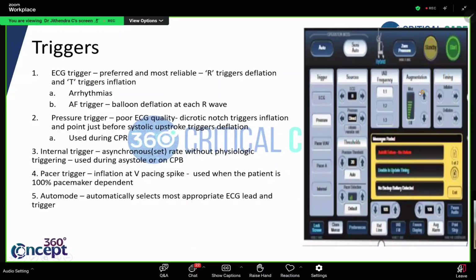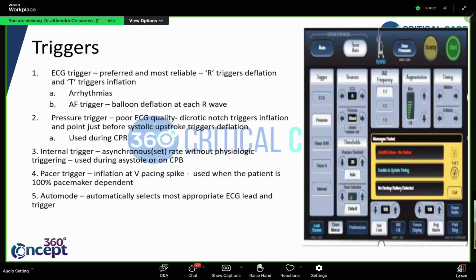Then next comes the amount of augmentation. You can see there are 10 LED lights here. The bottom one is 10%, increasing up to the top. Every LED light increases it by 10%, and the maximum goes up to 100%. So there are 10 steps, the maximum is 100% and the least is 10%. You can increase or decrease the amount of support which you are providing to the patient. Usually we keep the augmentation at 100%.